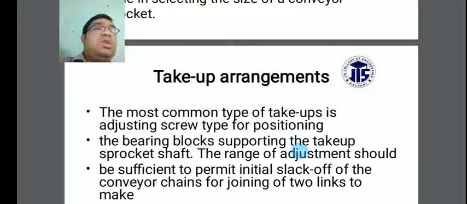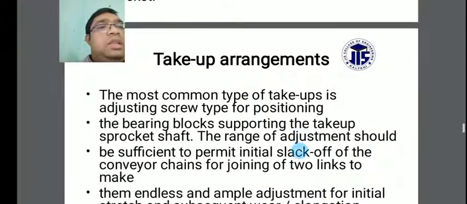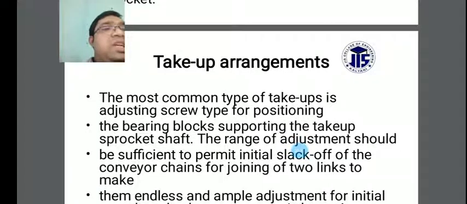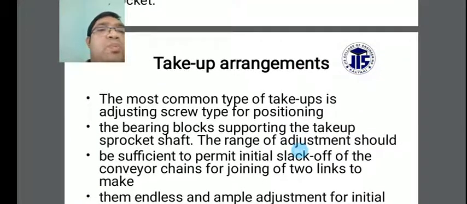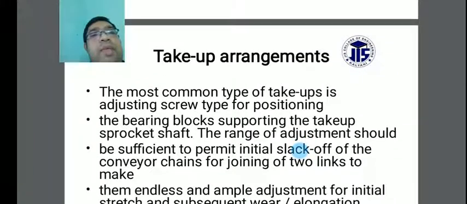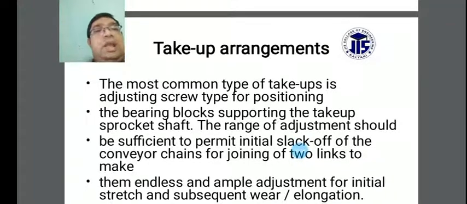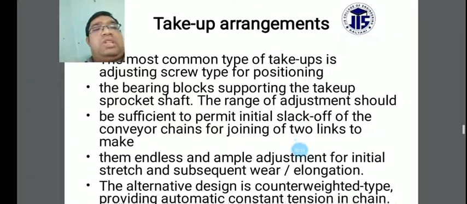The range of adjustment should be sufficient to permit initial slack of the conveyor chains for joining of two links to make them endless, and ample adjustment for initial stress and subsequent wear elongations. Also you can see.